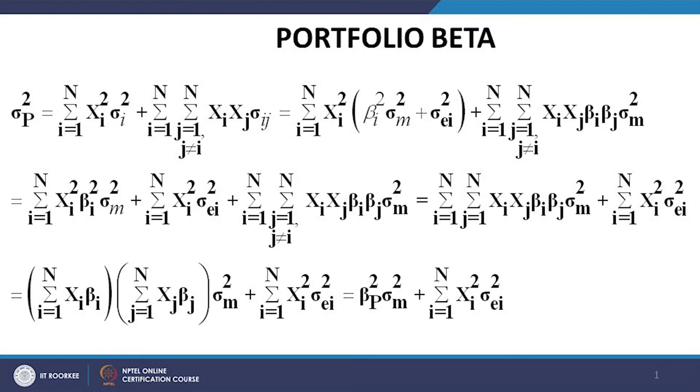This is as far as the portfolio beta is concerned. This is a proof that the beta of a portfolio is equal to the weighted average beta of its constituents. I repeat, the beta of a portfolio is equal to the weighted average beta of its constituents. It is algebraically proved here. Again, the derivation is quite straightforward. So, let us not spend time on it.